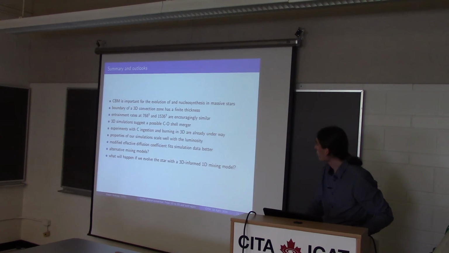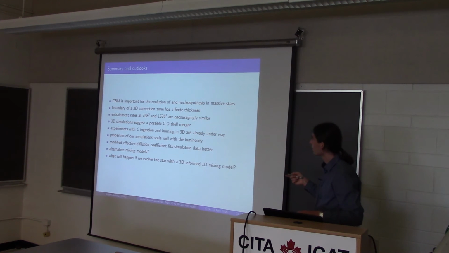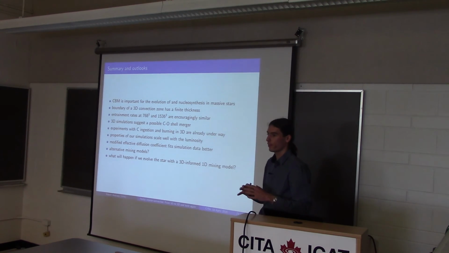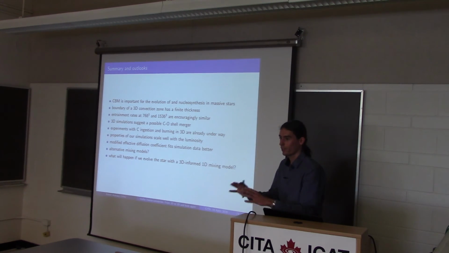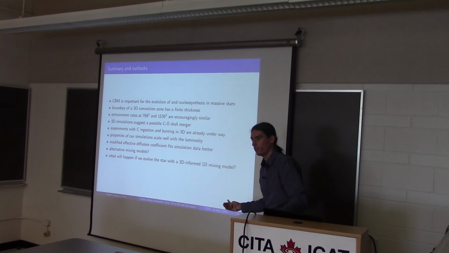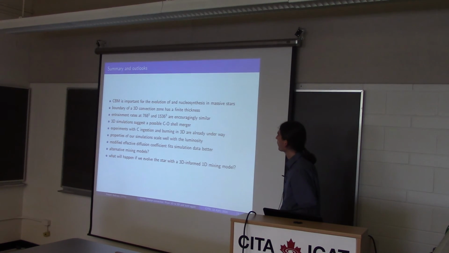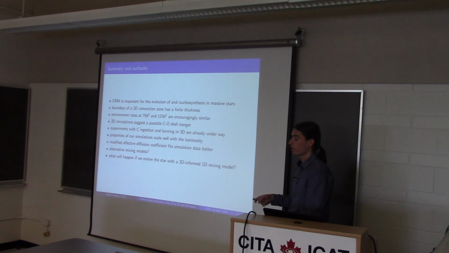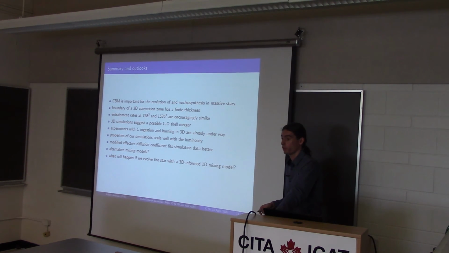So to summarize my talk, an important point from this research is that the boundary of a 3D convection zone has a finite thickness. It's not a discontinuity, and you really have to think about how you translate 3D simulations to 1D. There is not a single convective boundary. We got very similar entrainment rates at two very different resolutions, which is great. Our simulations suggest that a carbon-oxygen shell merger will be possible.